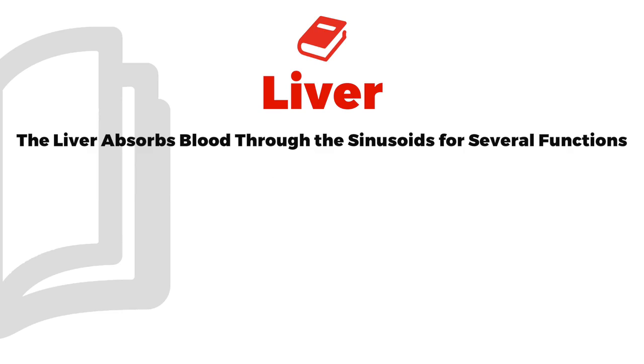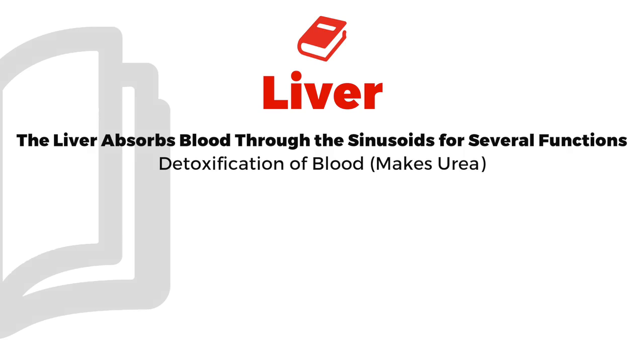Okay, so let's look at these functions. The third bullet point, detoxification of blood, it talks about how it makes urea. Bam, that's one you want to pay attention to. Makes urea. Most people think urea is made in the kidneys. That's been on an old test. You want to know that the liver makes urea.